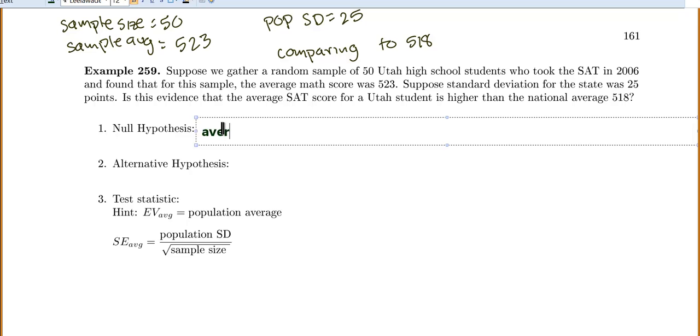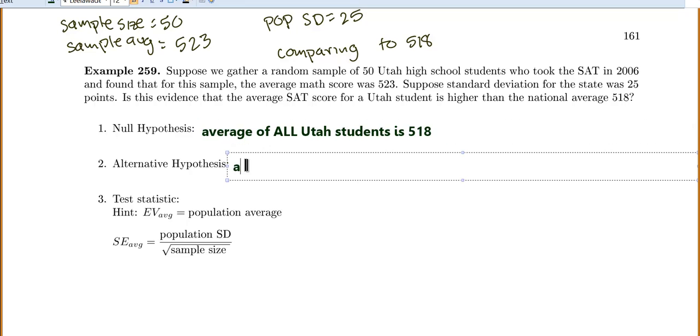My null hypothesis would be then that the average of all Utah students is 518. So remember, status quo is just that you be equal to whatever you're comparing to. So 518. The alternative is that the average of all Utah students is which direction? So they want to know, is this evidence that the scores for Utah is higher than 518? My alternative is that we're higher than 518.